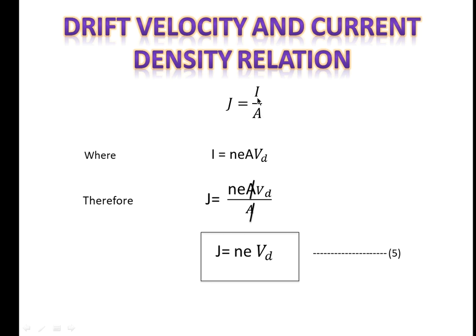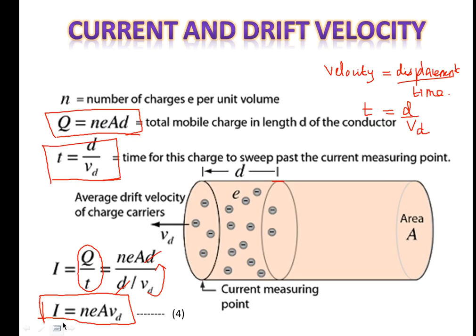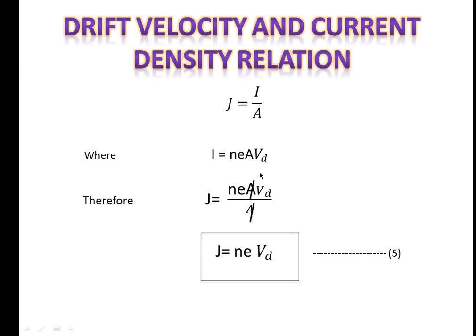And out of this we know the current value from equation 4 over here. That current will be given by n e A v_d. I'm replacing the I in the current density with that value n e A v_d. Obviously, there is a denominator A over there, and both of them will get cancelled. As a result, you will get the current density in terms of drift velocity: J is equal to n e v_d, which I'm taking as equation 5. Did you get that? Okay.